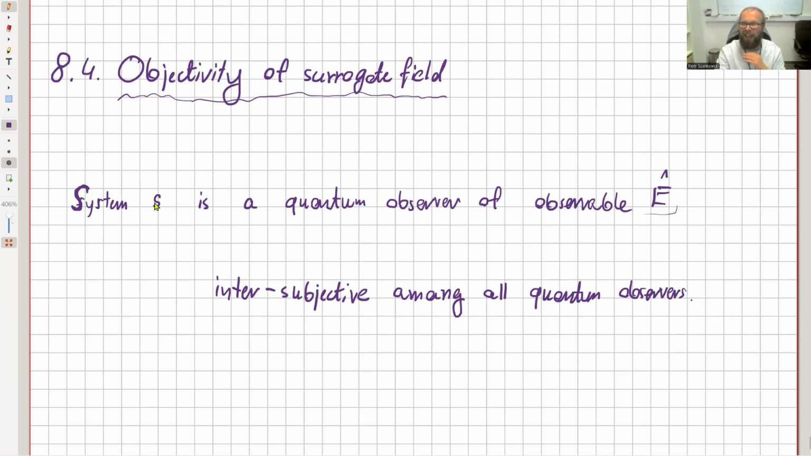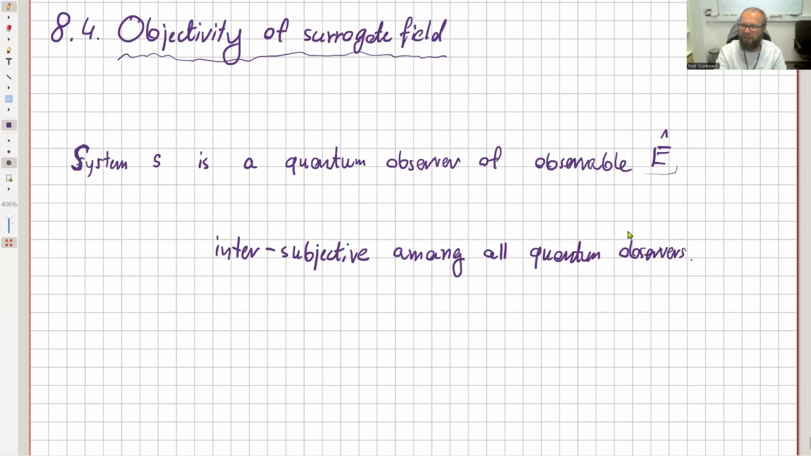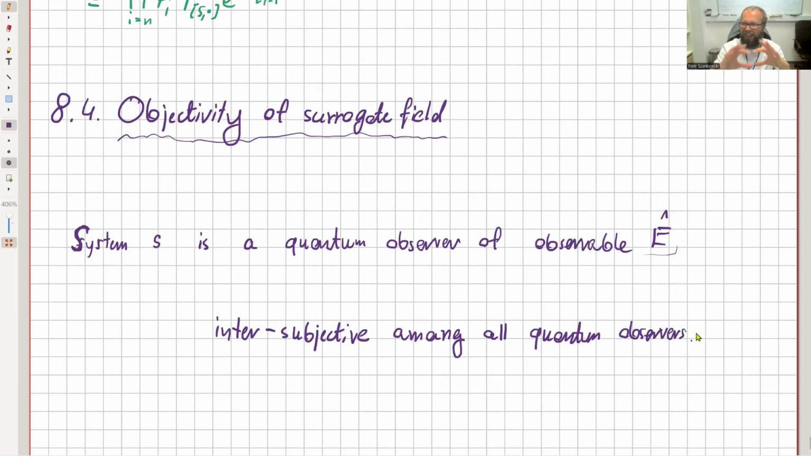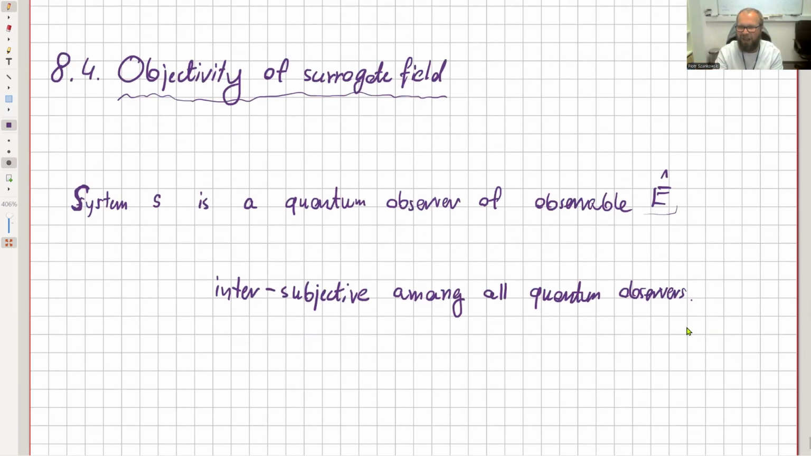That is, all systems S that can couple to observable E. But this is only a subset of observers. To make this surrogate field really objective, to upgrade it to a higher level than just intersubjectivity, you would also have to demonstrate that non-quantum, or classical, observers also experience this observable E as this surrogate field, as this stochastic process.